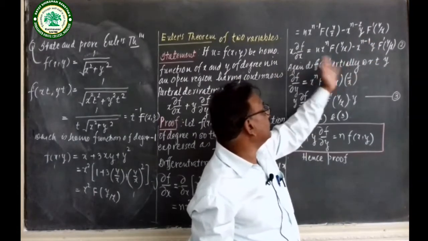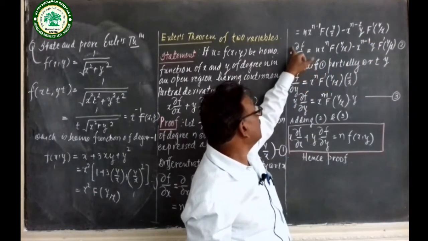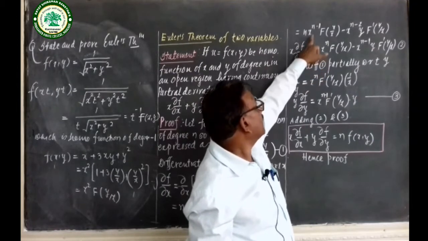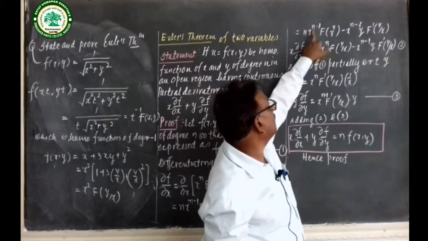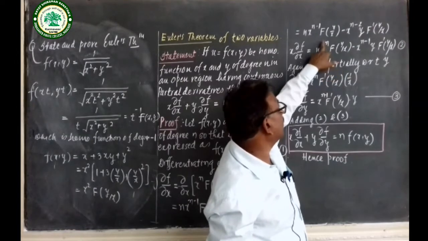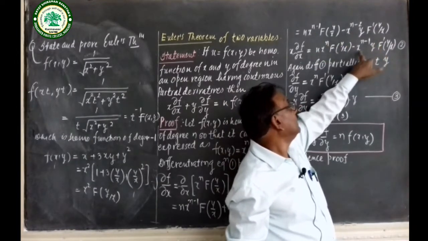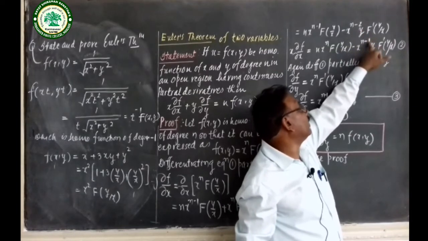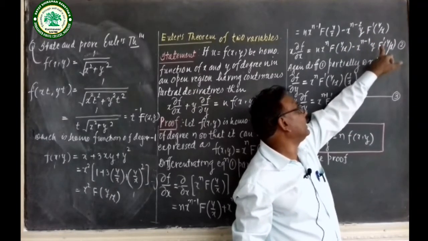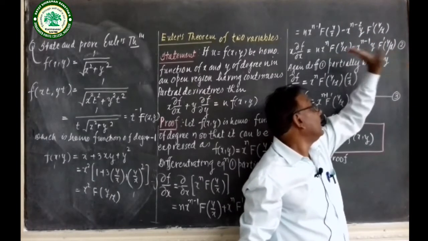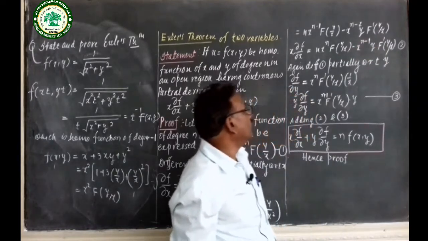After multiplying this by x, x raised to n minus 1 into x, that is x raised to n, F of y by x. One term will be added here, therefore x raised to n minus 1 will become, y remaining as it is, F dash of y by x. This is equation number 2.